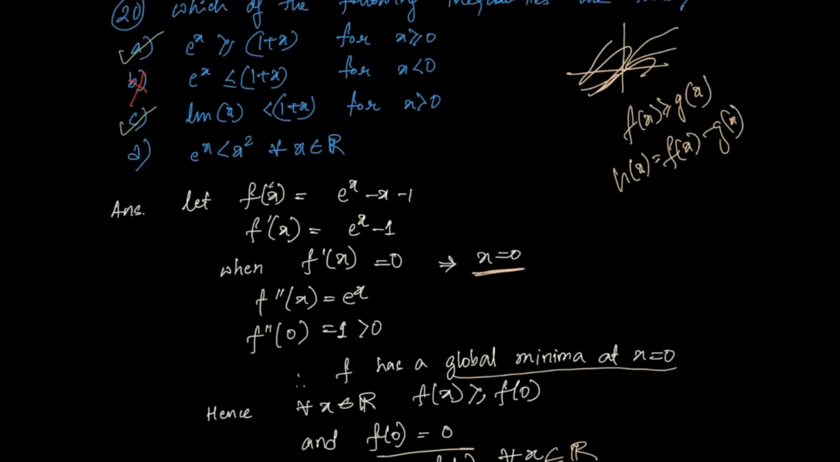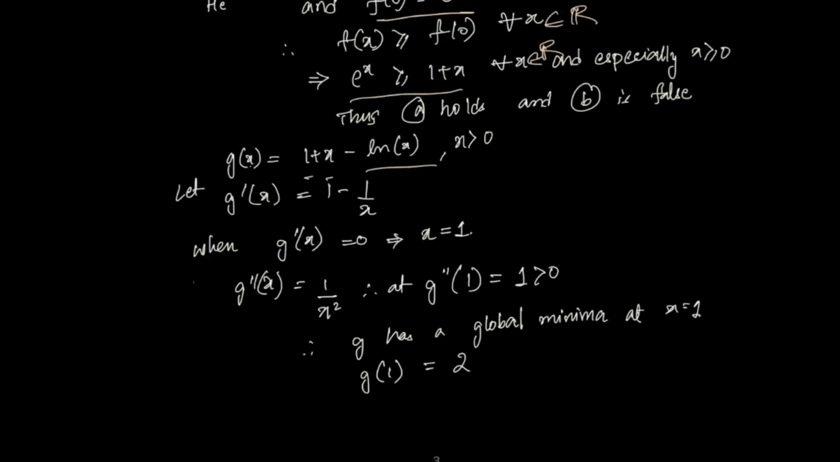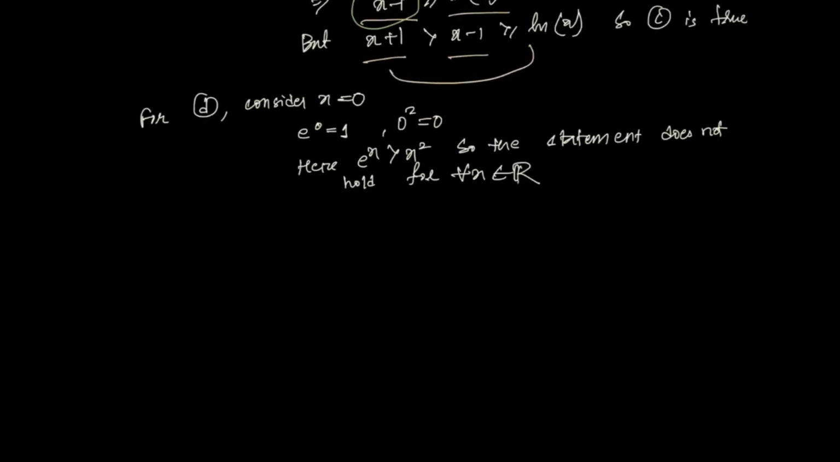Finally, we are asked to show that e to the power x is less than x square for all x belonging to the real numbers. You can obviously see that for any large enough x, e to the power x is much higher than x square. So this inequality doesn't hold. Since you're showing that this inequality doesn't hold, just give a counter example. An easy counter example is to take x equal to 0. e to the power 0 is 1 and 0 square is 0. So e to the power x, which is 1, is greater than 0. So this statement doesn't hold for all x.